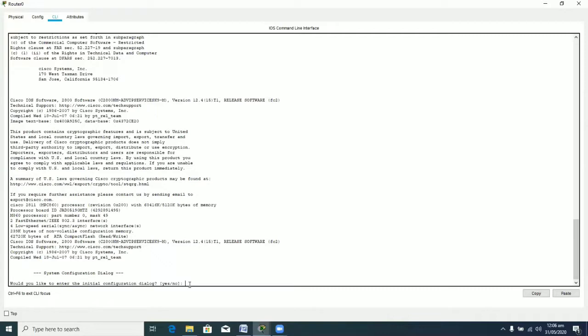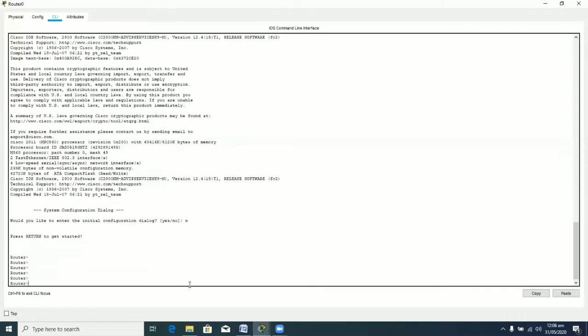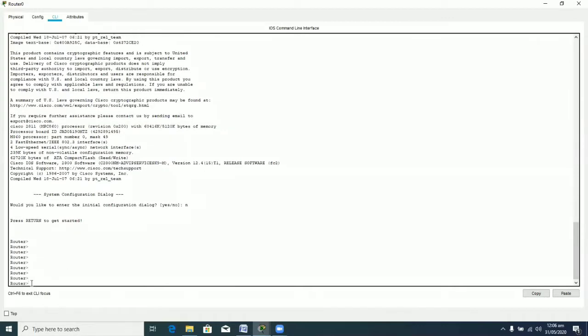If you want to perform very basic configuration, if you don't know the commands, then you will type yes over here. But we want to configure our router in an expert manner, so therefore I am writing n or no, and then I am pressing enter, and therefore I am now in the router's user mode. You can see over here that we have the router, and after router you have a greater than sign.